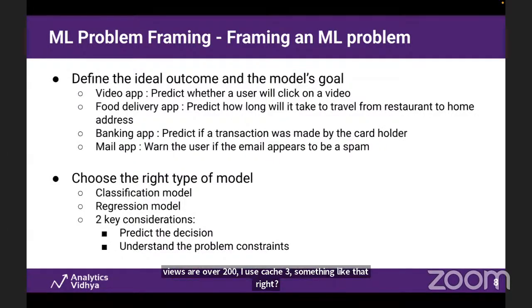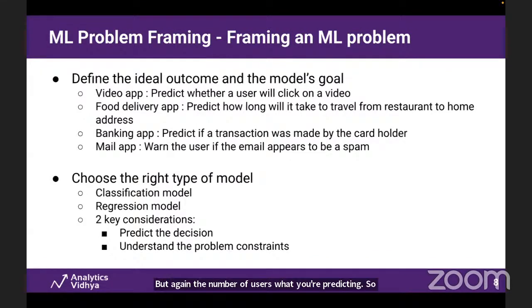But again, the number of views is what you're predicting, so it looks like a regression model. But you'll have to see if that gives you the prediction that you need, whether that will help you take the decision or not. So in this example, if I classify the videos into cache, no cache, or expensive cache, right, those are the decisions. That's what I meant by predicting the decision.